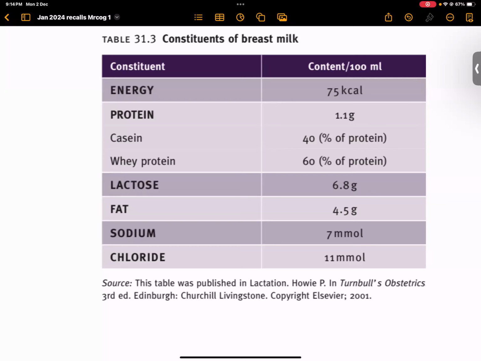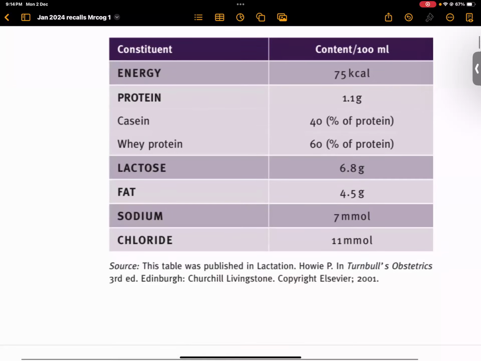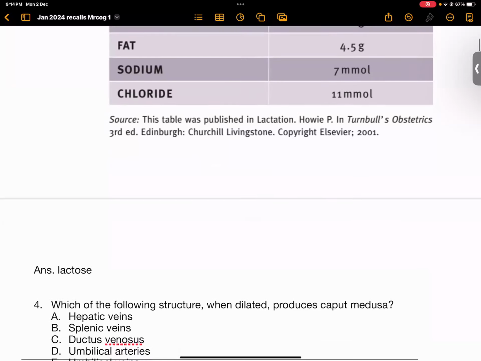Now the lactose. In the carbohydrate, the main one is lactose, at 6.8 grams. If you see the contribution of these three, protein, carbohydrates, and fat, carbohydrates are abundant at 6.8 grams, then we have fat, and then protein. There is also a difference between breast milk and cow's milk: in cow's milk, protein is more than in breast milk. That is the differentiating point between these two. Sodium is 7 millimoles and chloride is 11 millimoles. So these three things are important. Okay, so lactose.